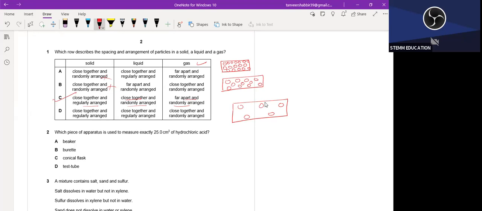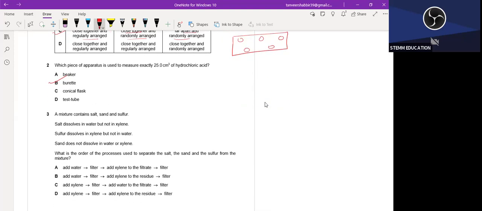Okay guys, understood? Now we will see question number 2. Which piece of apparatus is used to measure exactly 25 centimeter cube of hydrochloric acid? So for measuring the volume of any solution, we use a burette. So the answer to the second question is B.